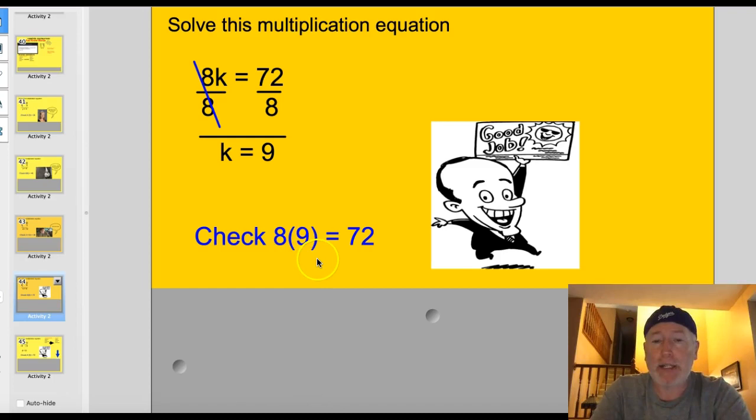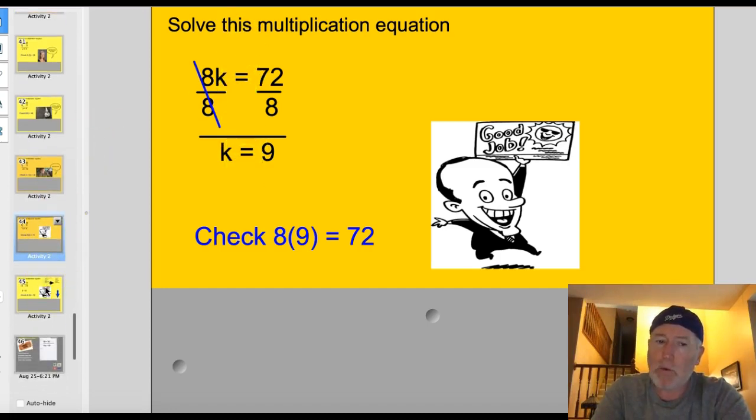Pop it in and check it. 8 times 9 equals 72. Nice, clean, compact information. This is exactly the way you have to do it. See how I've got the equal signs lined up? We'd like to do that as well.